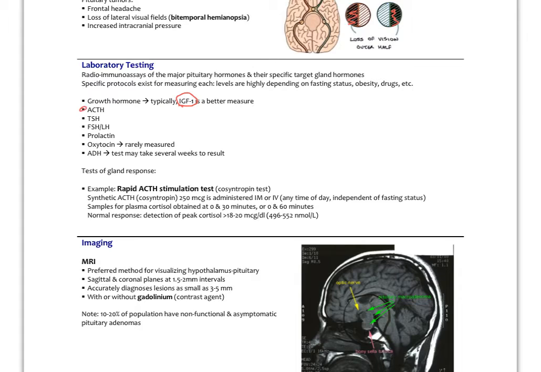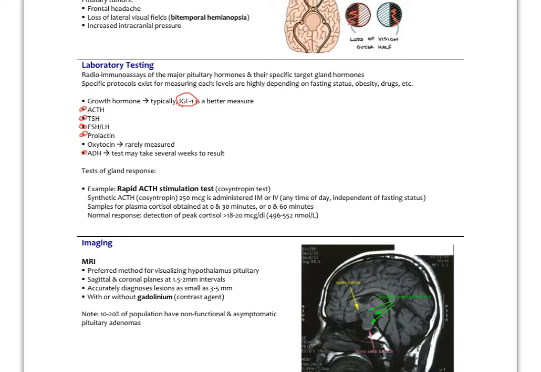ACTH can be measured, TSH is very commonly measured, FSH, again, we commonly measure those. Prolactin. Oxytocin, we rarely measure that. I've never done an oxytocin test before, and really I don't know of many labs doing that. I'm sure it's available. ADH also can be tested, although the problem with ADH is it can take several weeks to get the results. It's not a very fast turnaround time on this test. So we'll talk about indirect methods to assess ADH.